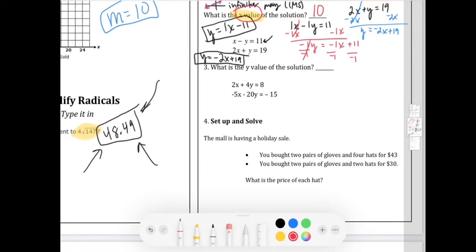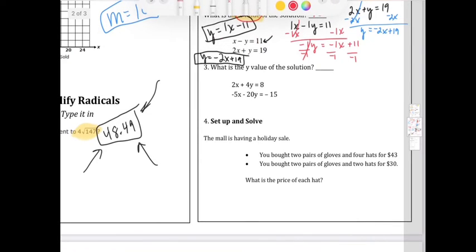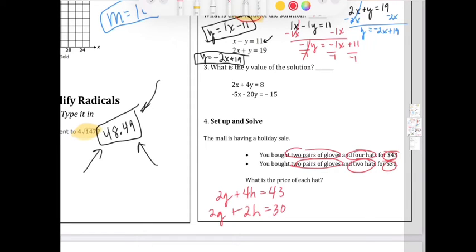The last type of systems are systems word problems, which are very easy. Hopefully you guys remember this. So what this says is we have 2 pairs of gloves and 4 hats, which cost $43. Then there's 2 pairs of gloves and 2 hats, which cost $30.